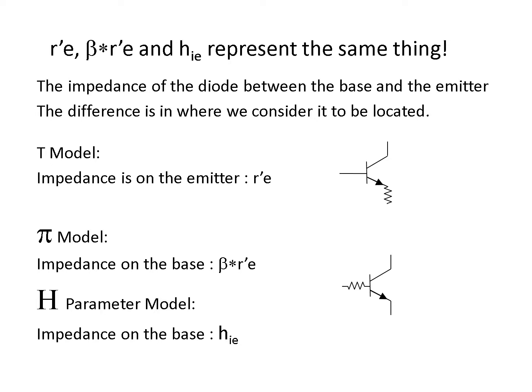Although there's three names for these impedances, these three impedances are all the same thing. They represent a model of the same thing. And it's the impedance of the diode between the base and the emitter. The difference is where we consider it to be located. In the T model, we consider the impedance of the base emitter diode to be over here on the emitter side. But in the pi model and the H parameter model, we look at that impedance as being on the base side. So this is where we think that impedance is on the pi model and the H parameter model, and in the T model, we say that it's over here.